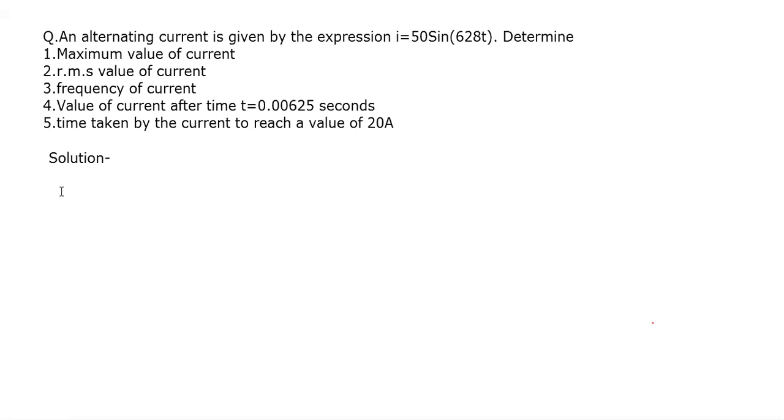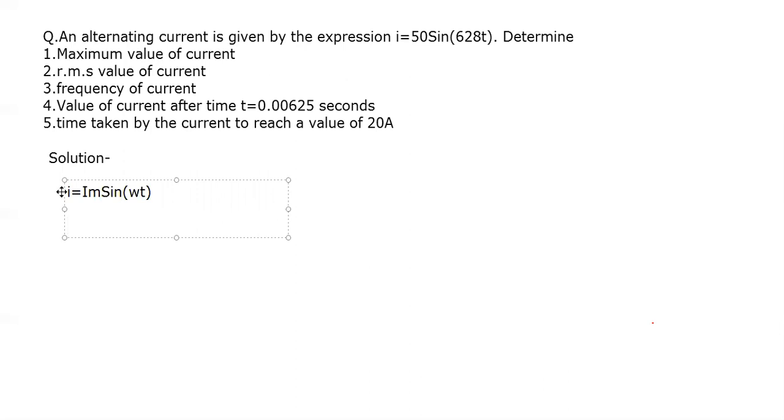First of all, we will write the standard equation of sinusoidal AC current. I is equal to Im sin omega t. We all know this equation. Im is maximum value of current, omega is angular frequency and it is equal to 2 pi f.